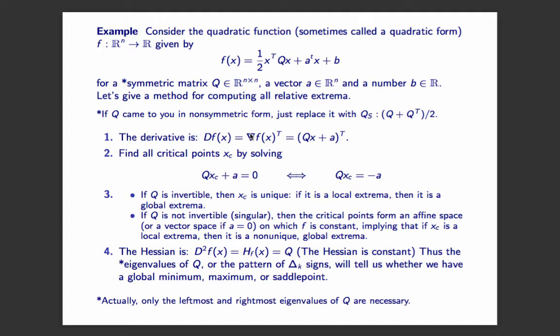Now the Hessian of this quadratic form is q, which is symmetric, and if it weren't, we'd make it so. Thus the eigenvalues of q, or the pattern of delta k signs, will tell us whether we have a global min, max, or saddle point. Now, by the way, because the eigenvalues of q, the Hessian, are necessarily real, and all we care whether they're all to the left of 0, all to the right of 0, or straddling 0, we only really need to compute the leftmost and rightmost eigenvalues of q.